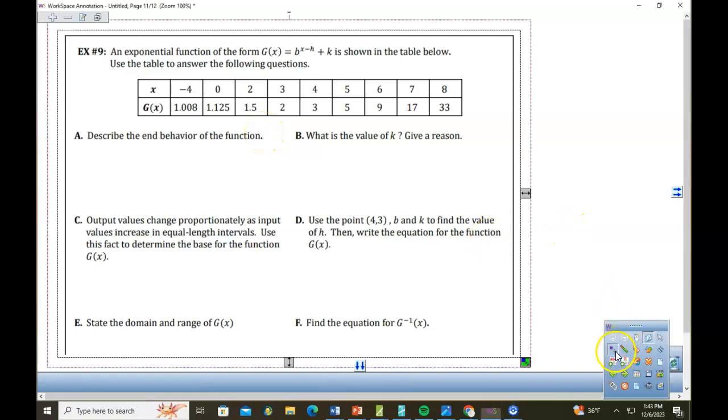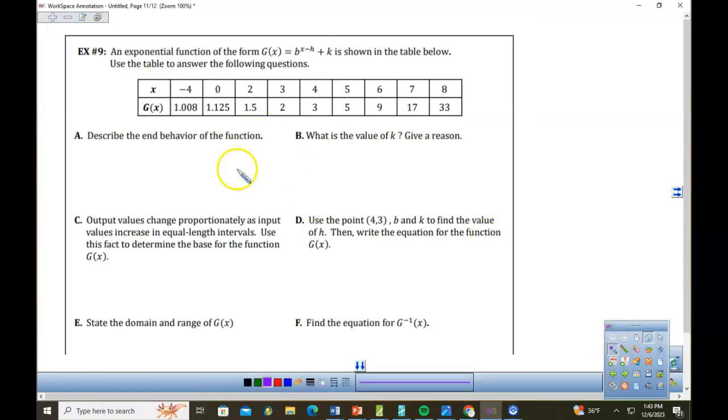All right, y'all. So in class, we found out A and B, and we found out K was 1, and we found our base was 2, right? Let's do some other stuff. So let's use the point (4, 3) to find B and our B and K to find this actual equation.